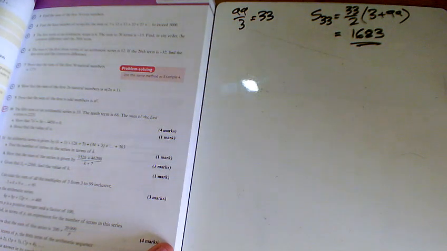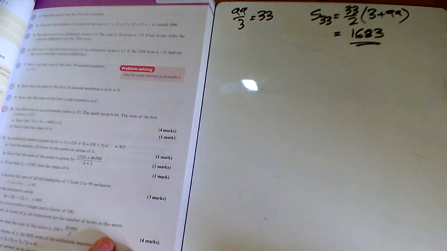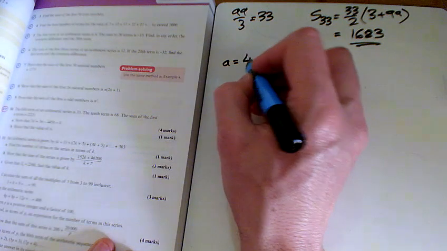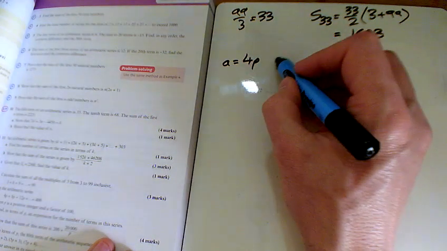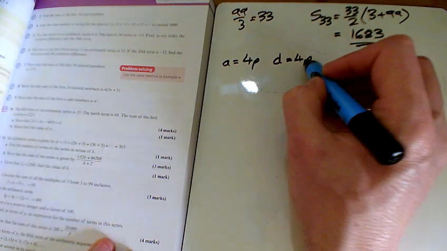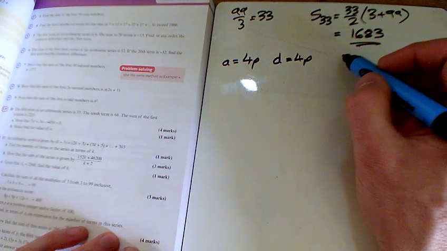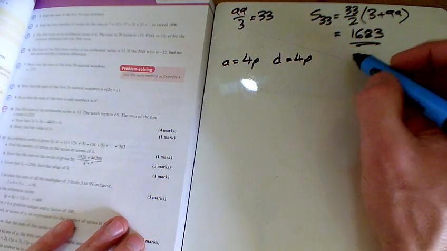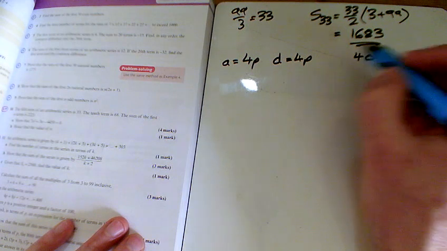Part B. Isn't this exactly what we just did in question 11? So we've got the first term is 4p, the difference is 4p, and the last one that we've got there is 400.